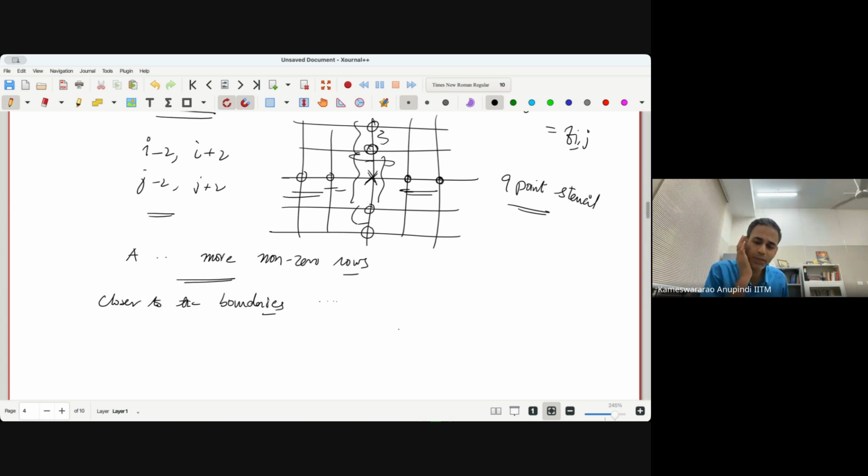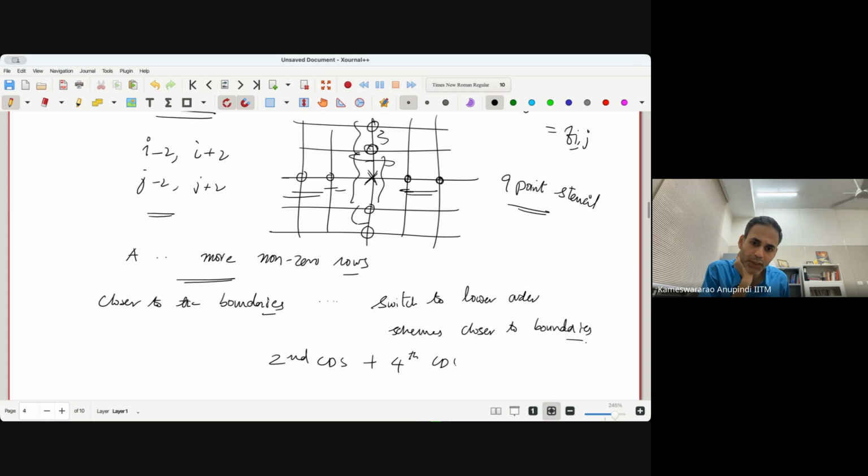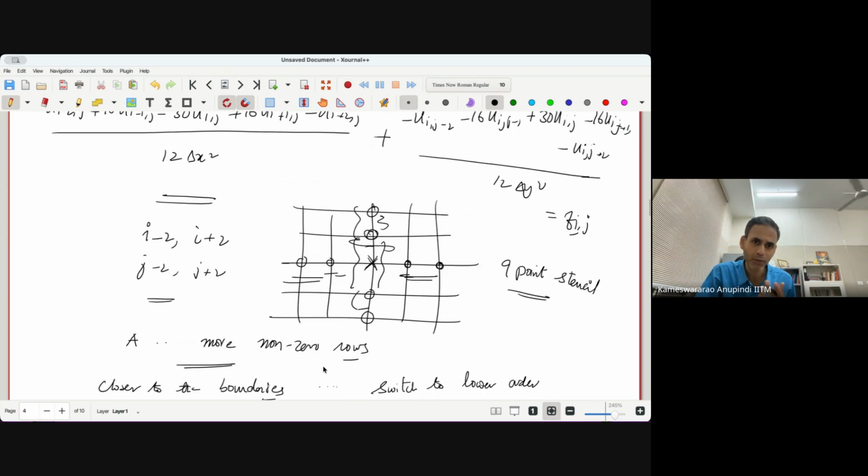So one solution, as we discussed before, is to switch to lower order schemes closer to boundaries. That means we will use second order CDS closer to boundaries, plus fourth order CDS in the interior. That is one way in which you can tackle the problem of solving with a higher order accurate scheme, but very rarely will we look at fourth order central difference schemes.